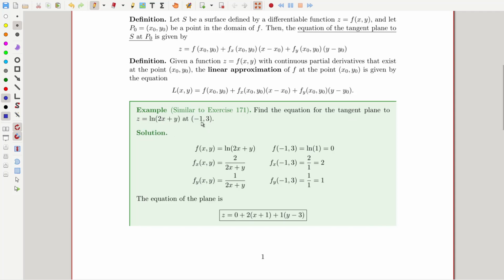So the process is you're going to want to compute these three quantities: f of x naught y naught, f sub x of x naught y naught, and f sub y of x naught y naught. So you want to compute the x derivative and the y derivative, and then you want to plug in the point that you're trying to construct your tangent plane at. I organize my work into columns. So here we take the x derivative and the y derivative.